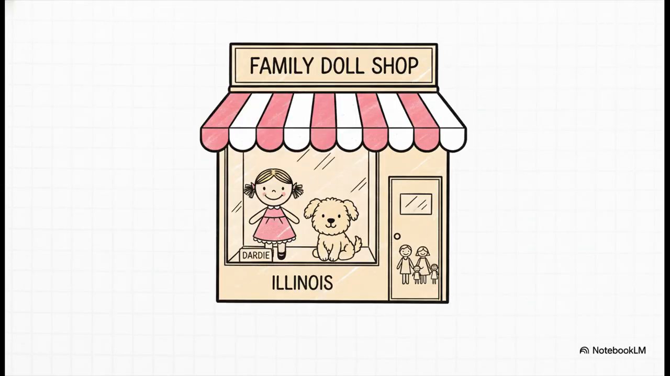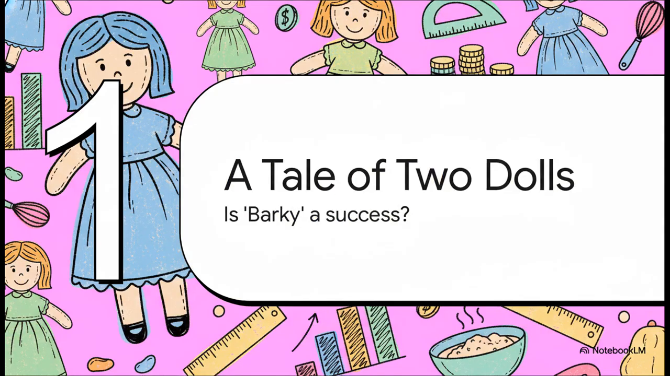And to make this feel real, let's jump into a classic example. Picture this. We're heading to a small, family-run doll shop in Illinois. They have this iconic doll. Her name's Darty, and they've just launched a brand new companion for her, a little dog named Barky. Okay, so the family has a simple but really crucial question. How well is this new Barky doll actually selling compared to their total sales? And maybe even more important, is its popularity actually growing over time? That's the mystery we're going to solve today.